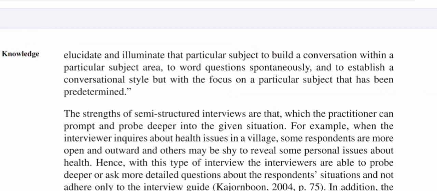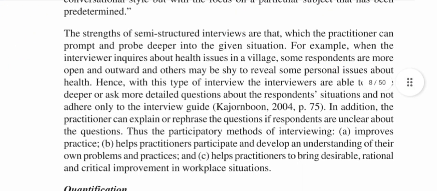For example, when the interviewer inquires about health issues in a village, some respondents are more open and outward, and others may be shy to reveal some personal issues about their health. Hence, with this type of interview, the interviewers are able to probe deeper or ask more detailed questions about the respondent's situation and not adhere only to the interview guide (Gillham, 2004). In addition, the practitioners can explain or rephrase the question if respondents are unclear about the questions.